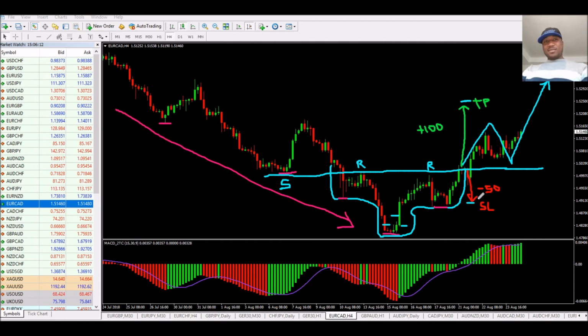Now if you lose this 50 pips, there's no problem, because if you keep doing this, you will see that the market will always go in your favor if you do the right thing. And even if the market goes against you, you will lose 50 pips. So each time you're winning 100 pips and losing 50 pips, imagine if you win 3 trades, you are going to make 300 pips.